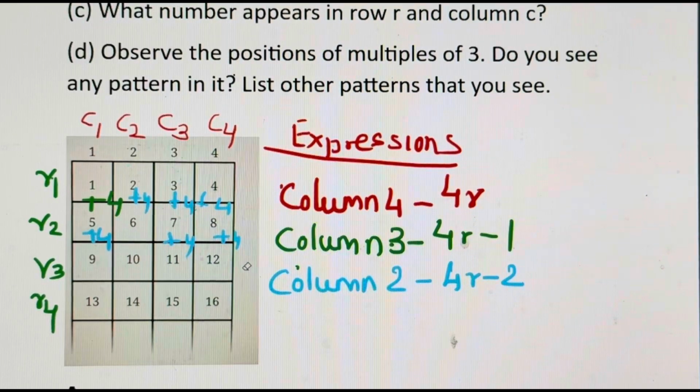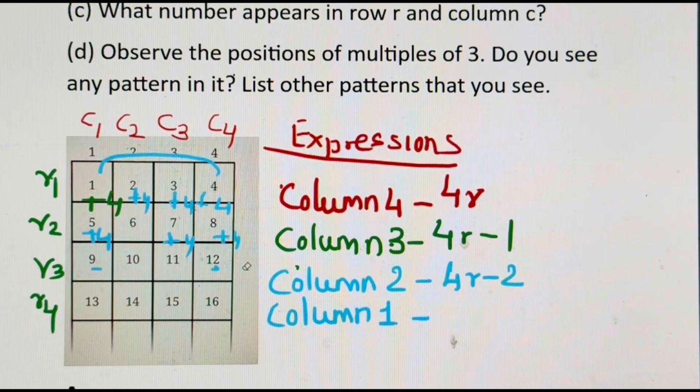Similarly, column number 1. Now they are 3 less than the multiples of 4. So 4 minus 3 is 1, 8 minus 3 is 5, 12 minus 3 is 9, right? 16 minus 3 is 13. So here the general formula will be 4r minus 3. So this is how you can form expressions for each column.